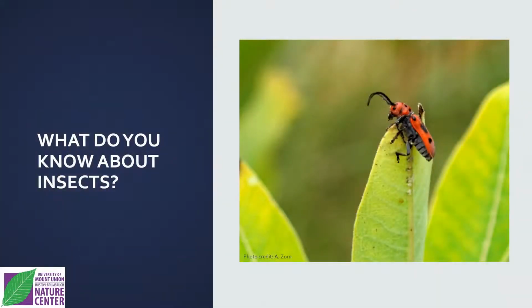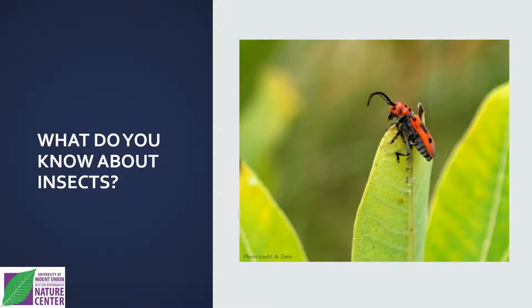What do you know about insects already? You may know that there are a lot of insects. In fact, half of the world's described species are insects. They come in all different shapes, sizes, colors. They can be found in nearly every corner of the planet. But what do you really know about insects? Do you know an insect when you see one?